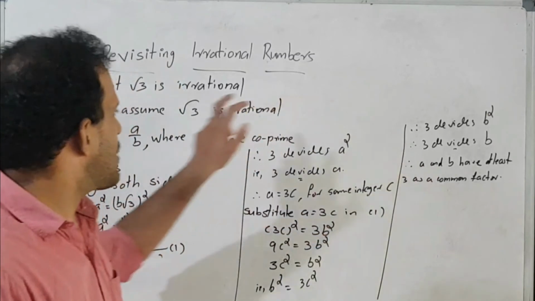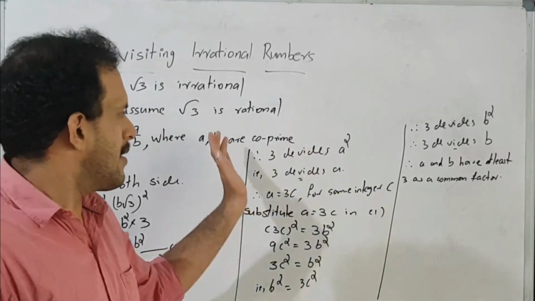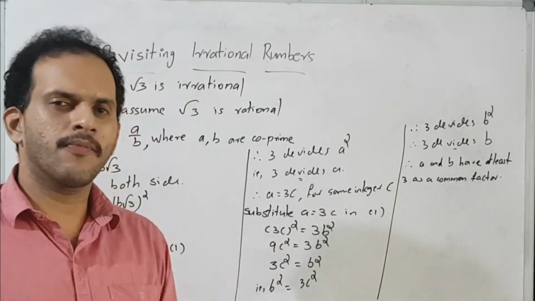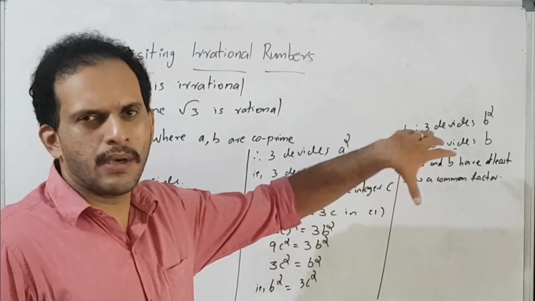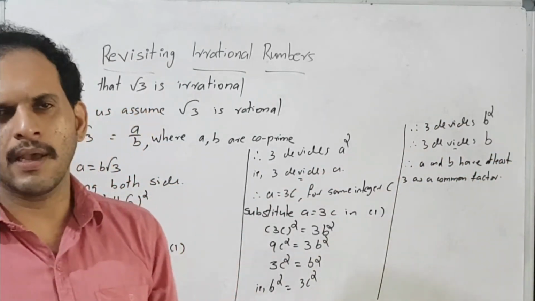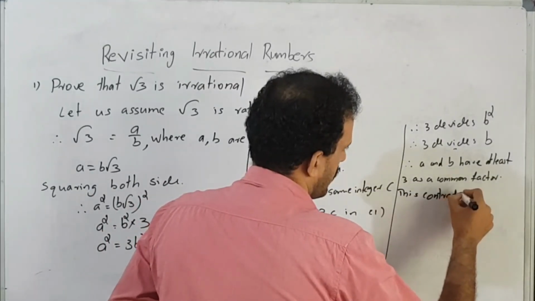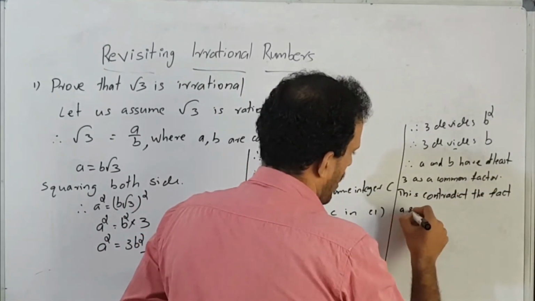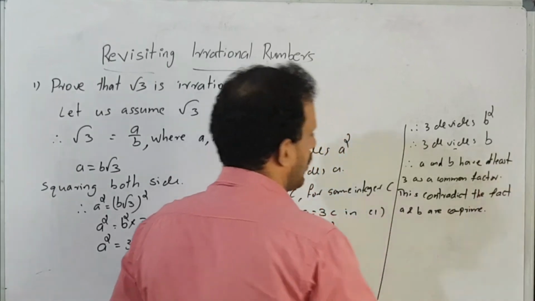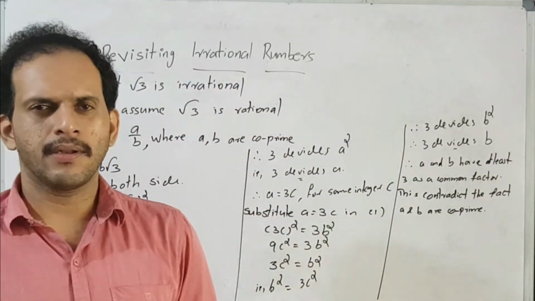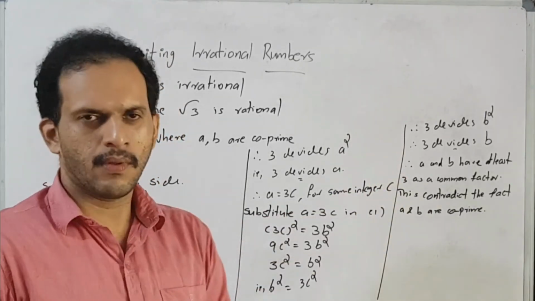Then what is this? We chose a and b to be co-prime. Right? What did we take? a and b are co-prime. But we got that a and b have another common factor other than 1. This contradicts the fact that a and b are co-prime. Right? What is this against? It is against the fact we assumed, that a and b are co-prime.